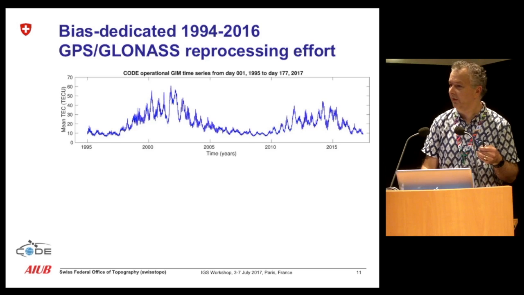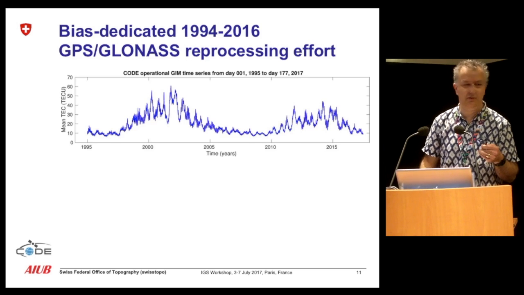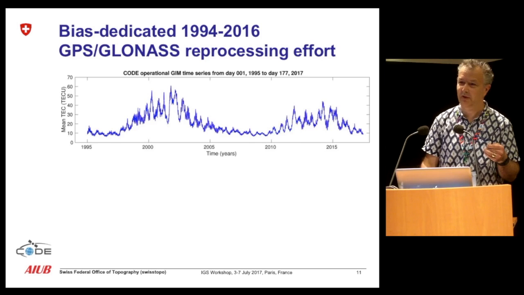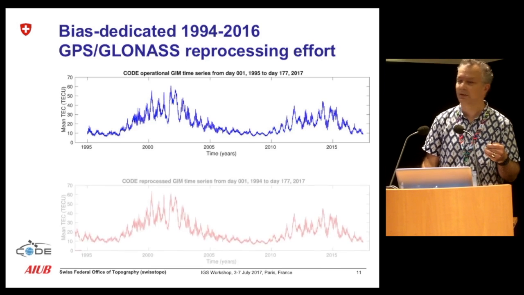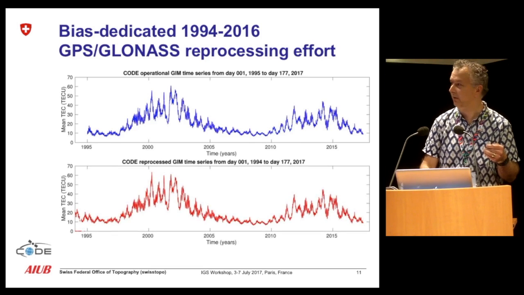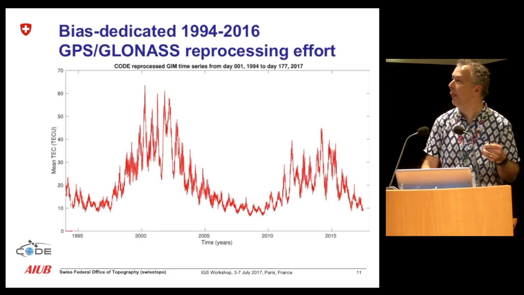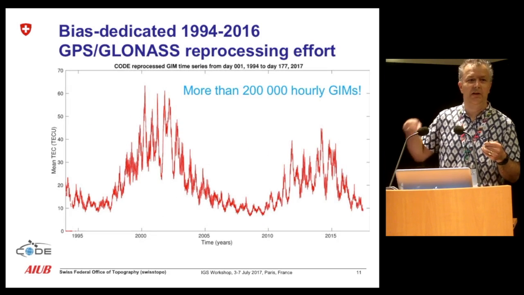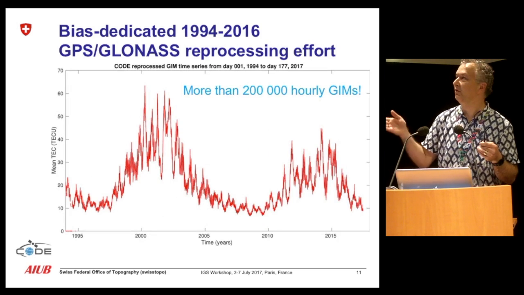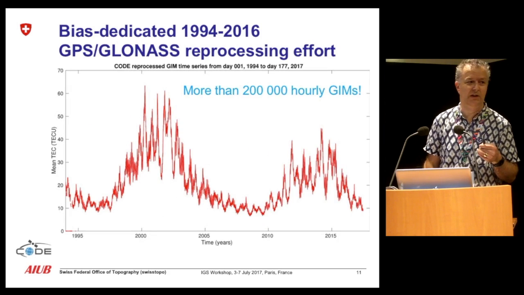A byproduct of this reprocessing is an ionosphere. So this is the mean TEC from our operational solution. And this is the one from the reprocessing effort, with one more year. So as a byproduct, we have in addition more than 200,000 hourly global ionosphere maps.